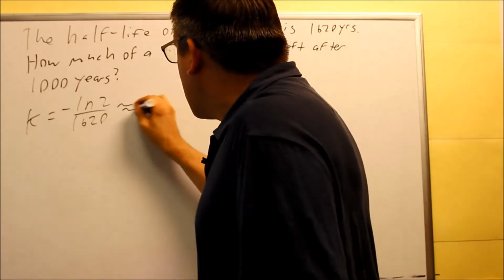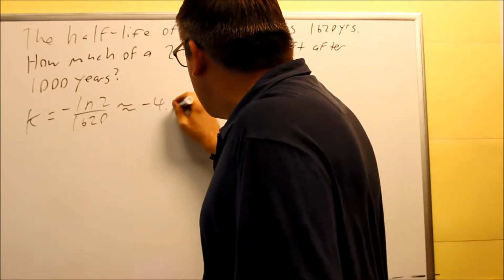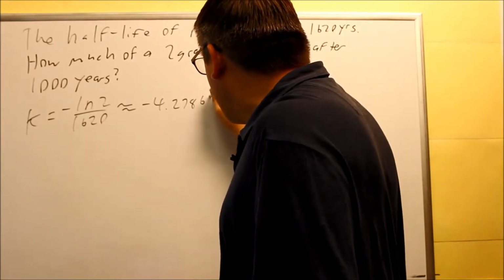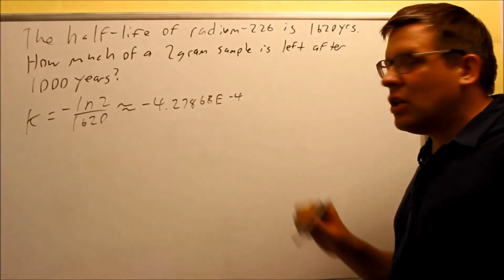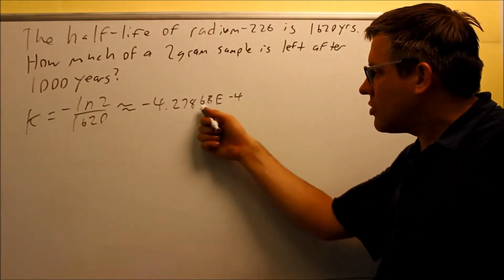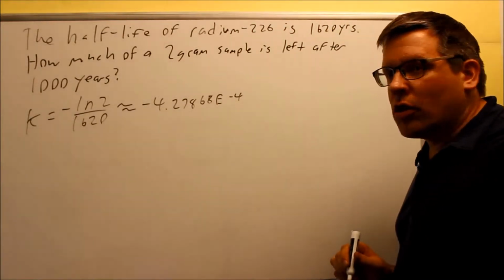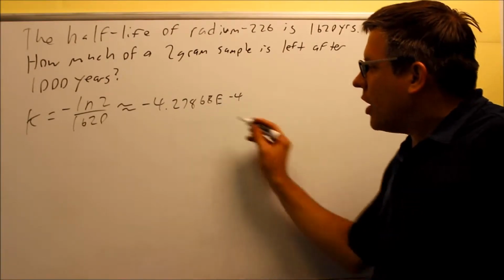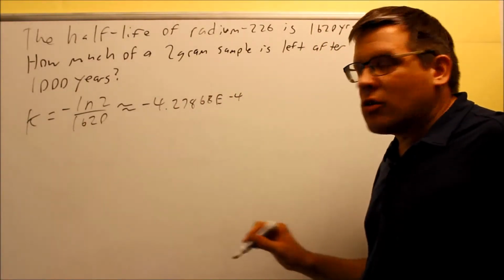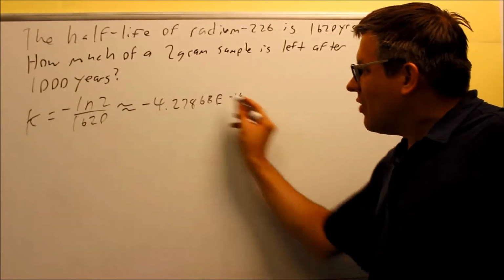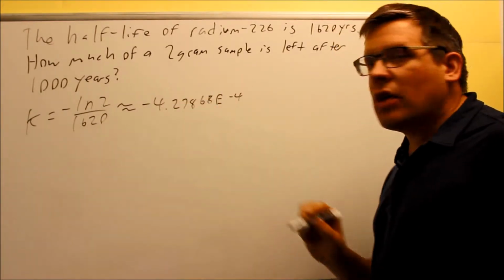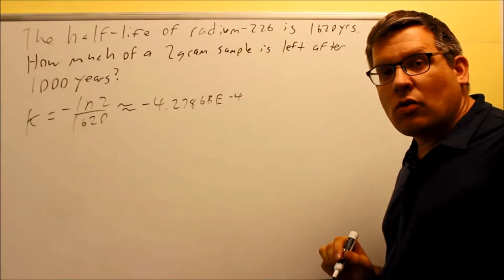Now, if you put that into the calculator, this is what your calculator is going to give you for the answer. You may see something like this depending on what calculator you have. You get negative 4.2786 E negative 4. Okay, so you want to make sure you don't make the mistake of making your K value negative 4.278. That's incorrect. Your calculator is giving you that in terms of scientific notation.